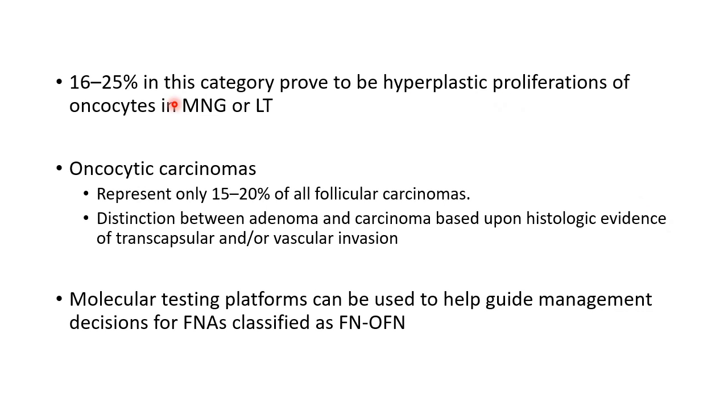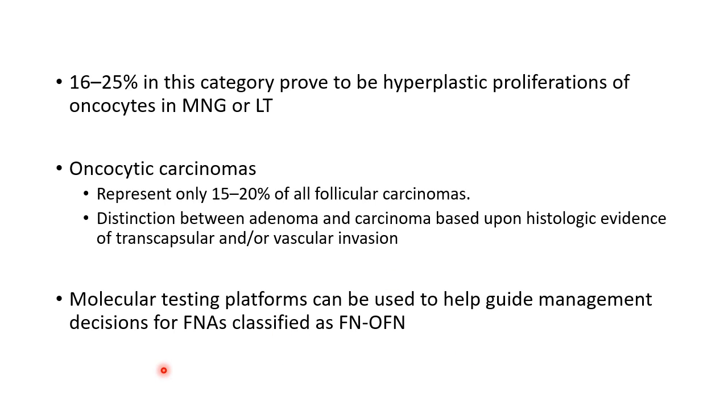So you should note that 16 to 25% of the cases in this category prove to be hyperplastic proliferation of oncocytes in multinodular goiter or lymphocytic thyroiditis. So wherever possible, you should try to rule out multinodular goiter or lymphocytic thyroiditis with abundance of oncocytic cells. Oncocytic carcinomas represent only 15 to 20% of all follicular carcinomas, and as with follicular neoplasms, distinction between adenoma and carcinoma can only be done on histopathology.